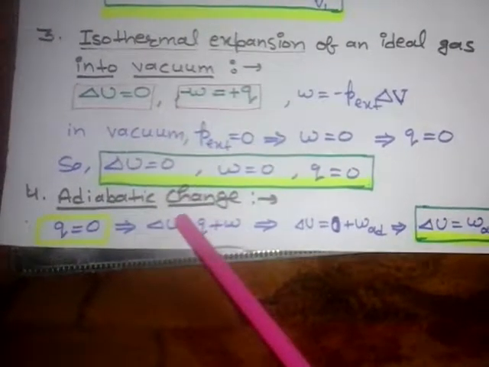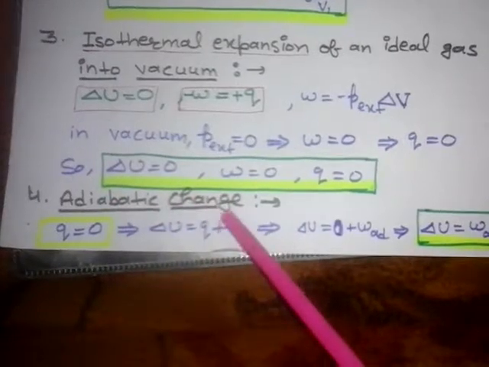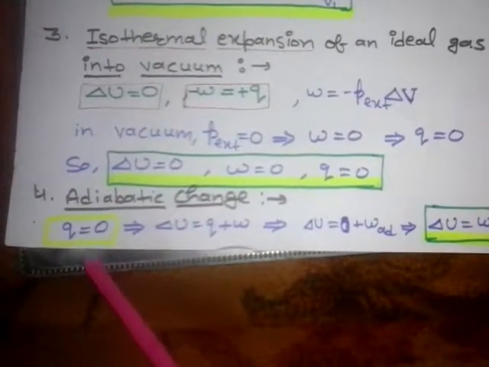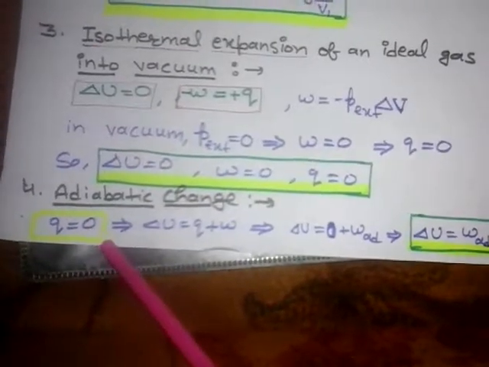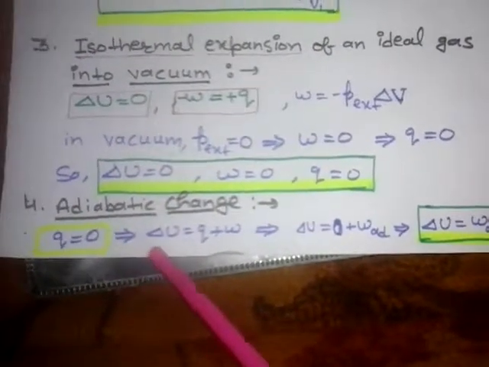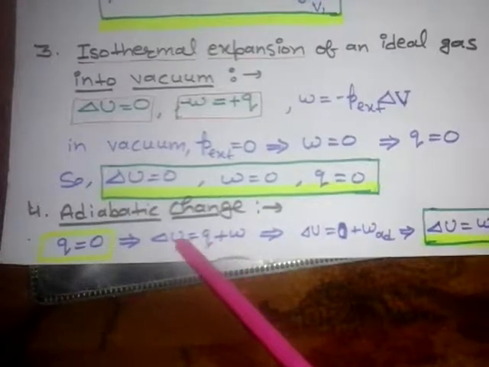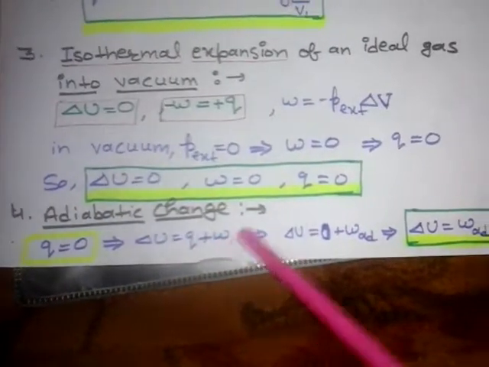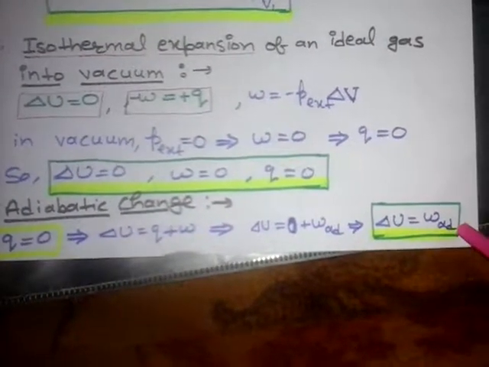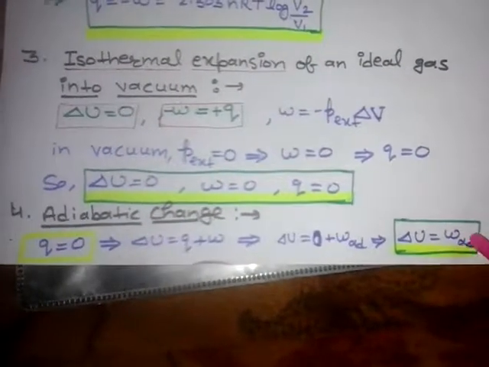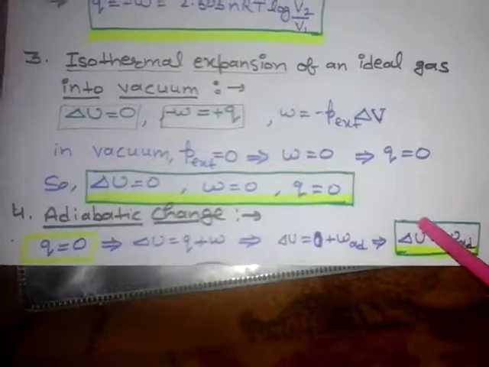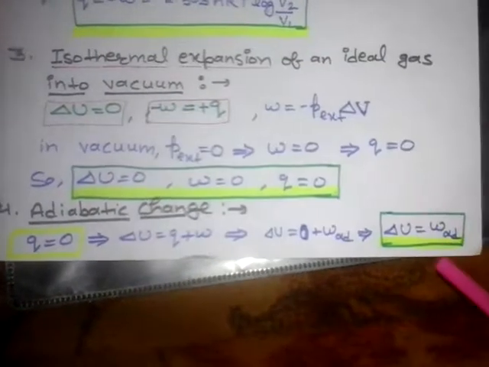As I told you, adiabatic change is the change in which no heat enters or leaves the system, that is Q is equals to 0. Now Q is equals to 0, it means delta U is equals to W for adiabatic change. Okay, this is the last important result. The question can be asked from this expression.